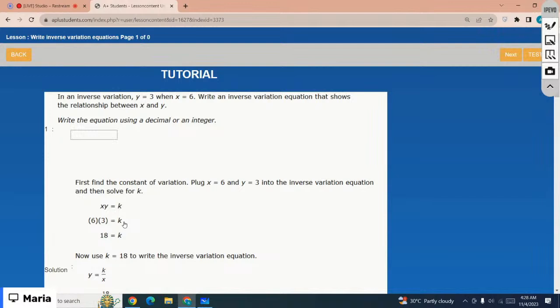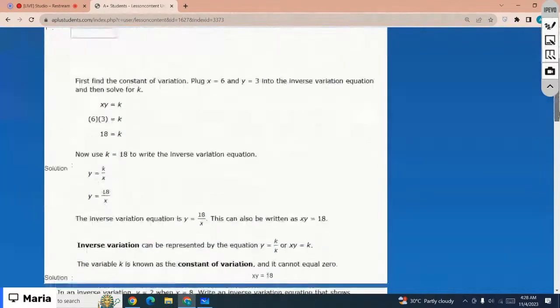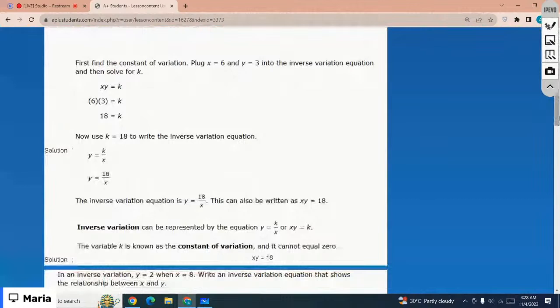Then you have y equals k over x. So that would be k is 18 and x is the variable, and that means the constant of variation is 18 in this inverse variation. It is y equals 18 over x.